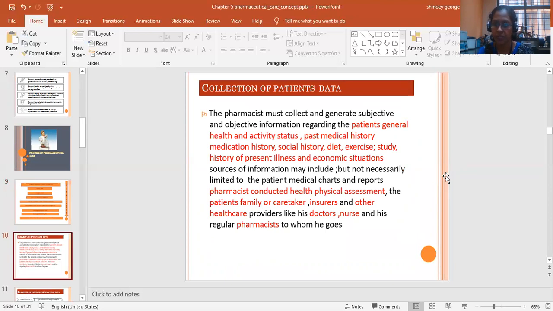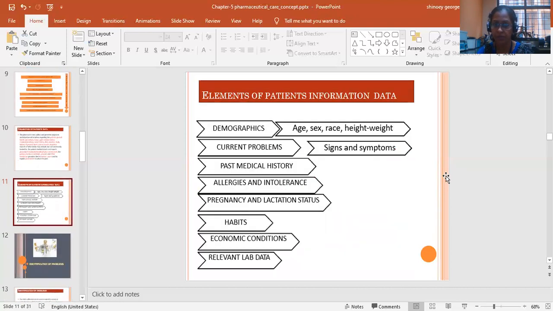So the first step is collection of the patient's data. What details have to be collected regarding a particular patient? The patient's general health history, his activity status, any past medical and medication history, his social life, whether he has a smoking habit, whether he is alcoholic, his diet, whether vegetarian or non-vegetarian, his lifestyle, exercise and so on. What is the current illness? What is the financial background of the patient? It can be collected from the patient's case sheet, by interviewing the patient, and sometimes by asking the family members. So what are the elements of patient information data?